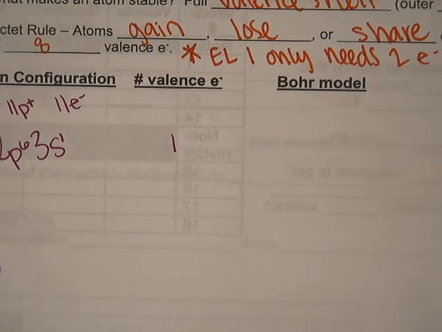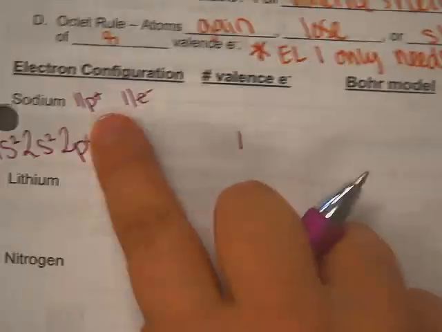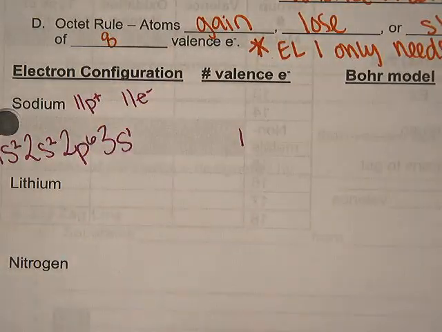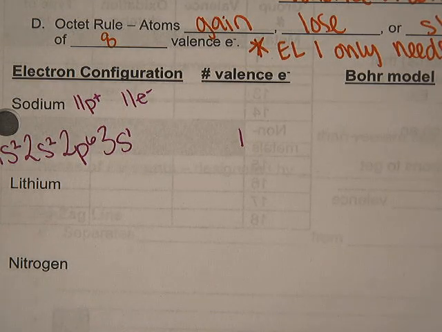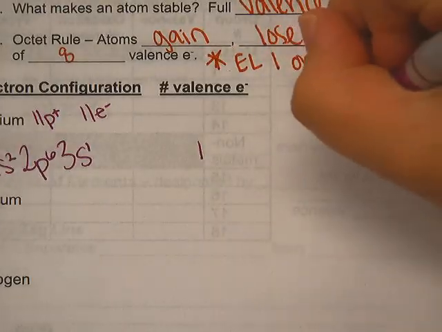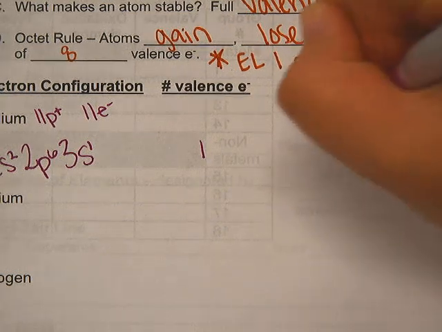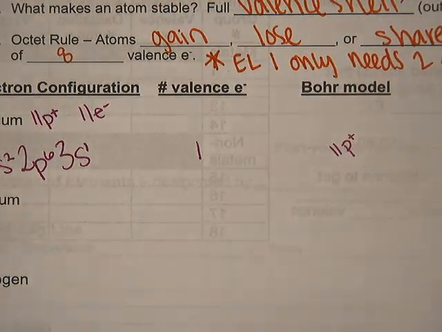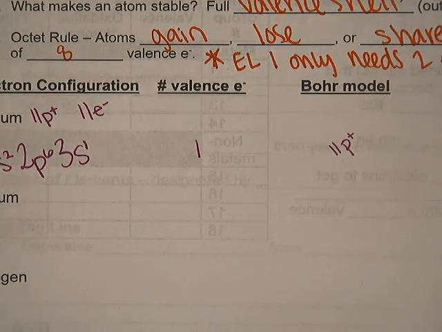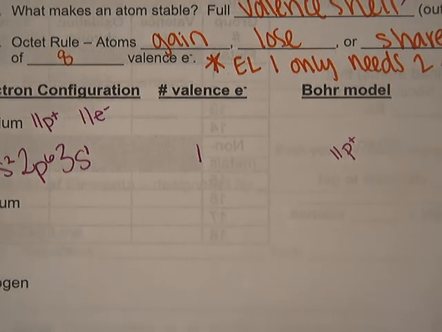And then the Bohr model for sodium is going to have 11 protons in the center. We already mentioned that it would have some number of neutrons. It doesn't matter for this Bohr model. So we're just going to put our protons in the center. Random number of neutrons, doesn't matter. And then we're going to depict all of our electrons on this.